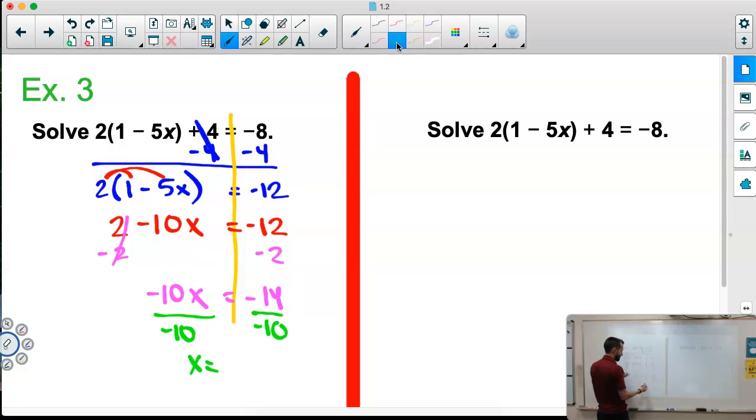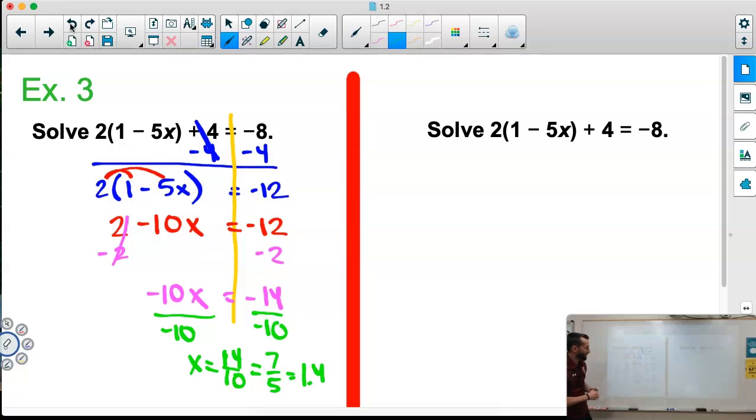X equals 14 divided by 10. They're both negative, so you get a positive, which is the same as 7 over 5, which is the same as 1.4. My apologies, I said 0.3 earlier by mistake. Okay? So that's one way to do this. The second way is going to look the same. I'm going to start with that very first step. I subtract 4 from both sides.